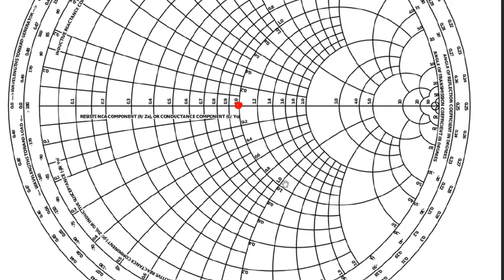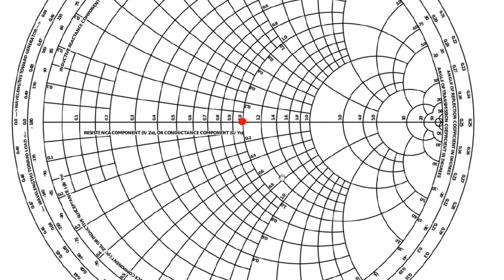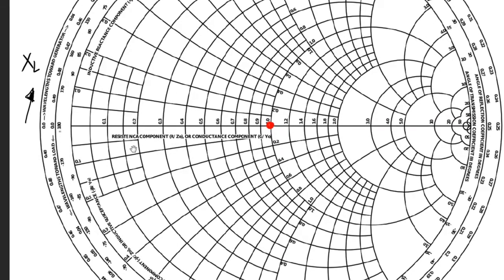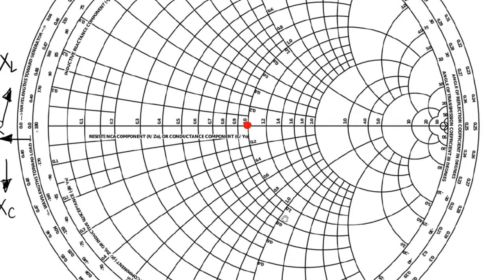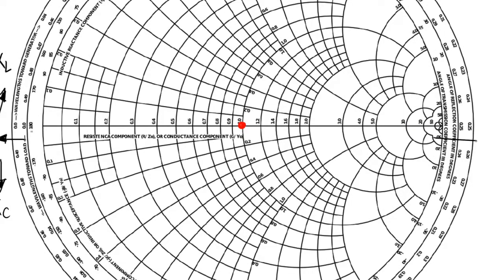So, let us rewrite these. Hopefully, you will remember them. So, everything toward the top, XL or inductive reactance. Okay. Everything toward the bottom, XC or capacitive reactance. Everything horizontal toward the left are resistive components. Okay? All the values on the horizontal toward the right are standing wave ratio values.